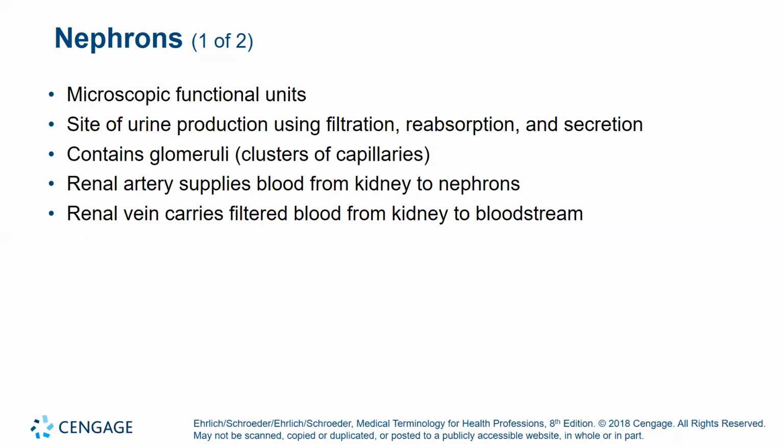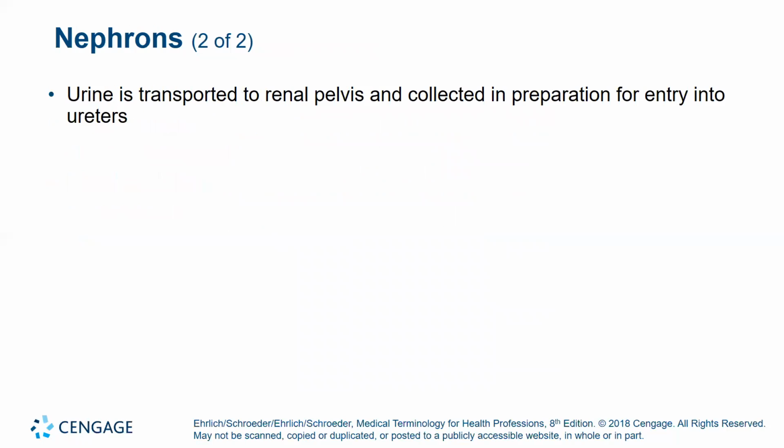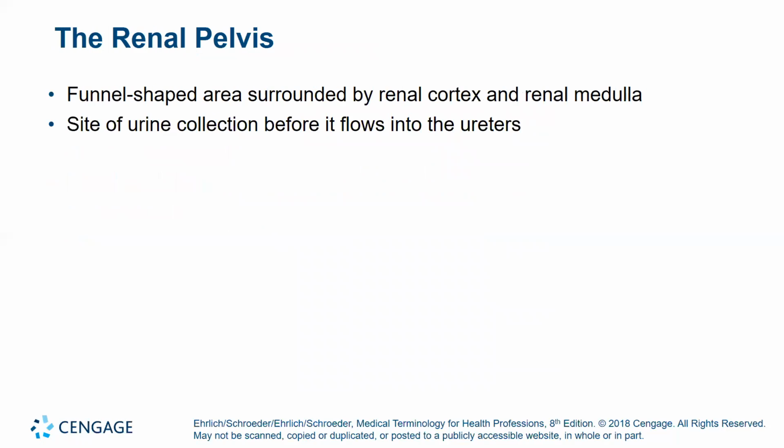Nephrons are microscopic functional units, the site of urine production using filtration, reabsorption, and secretion. We do have the renal artery, which supplies blood from the kidney to the nephrons, and then the renal vein carries filtered blood from the kidney to the bloodstream. Urine then is transported to the renal pelvis and collected in preparation for entry into the ureters.